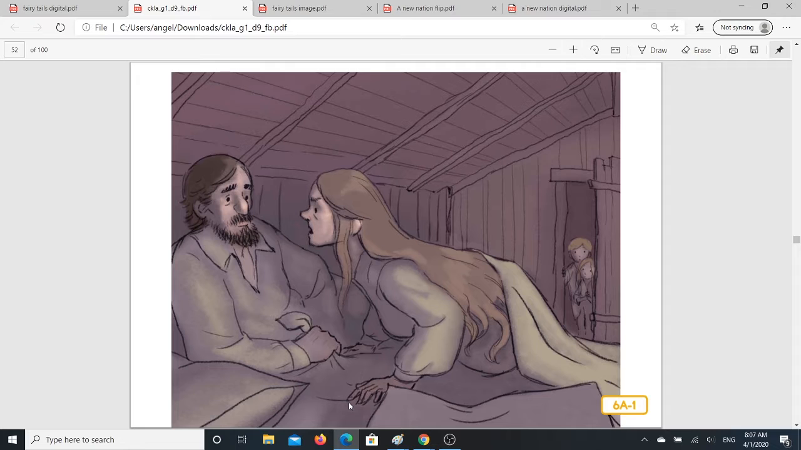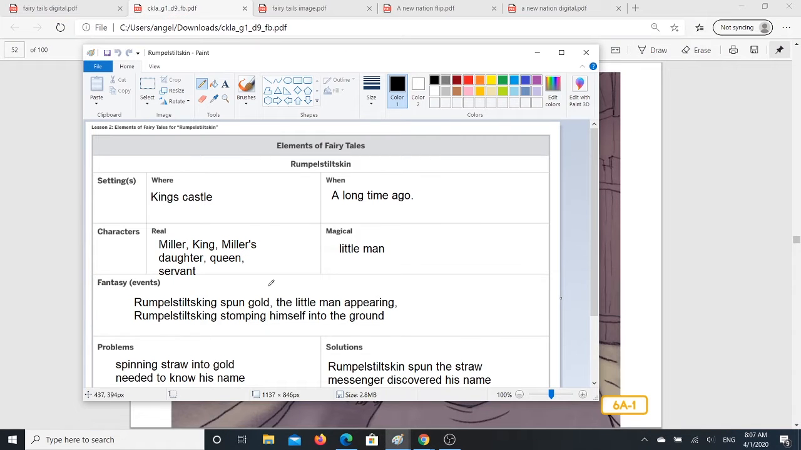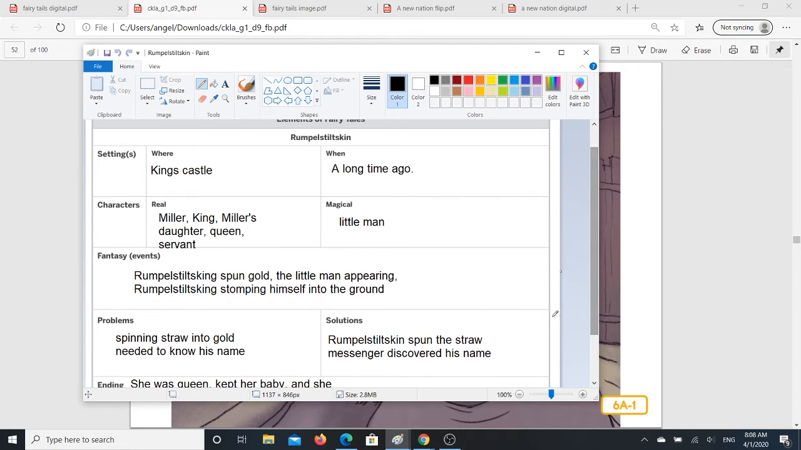Fairy tales often have a problem that must be solved. Can you think of some of the problems and solutions from the fairy tales we've already heard? So far, we heard Rumpelstiltskin, and some of the problems in Rumpelstiltskin's story were spinning straw into gold and needing to know his name. So, the solutions in that story were that Rumpelstiltskin spun the straw and the messenger discovered his name.